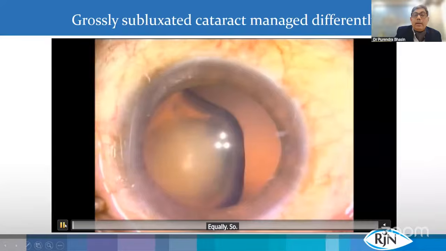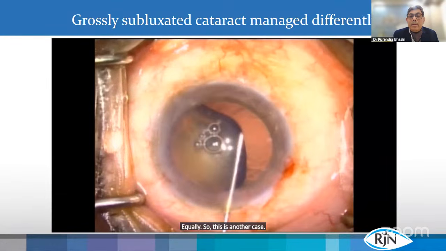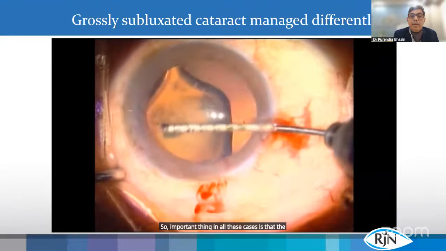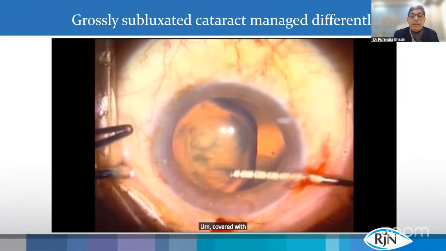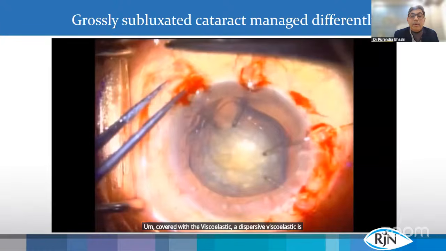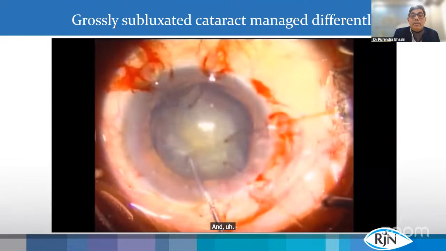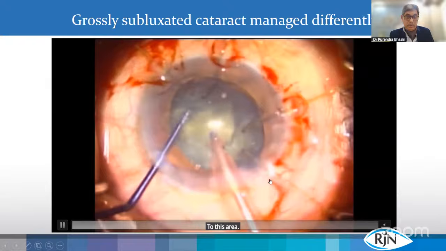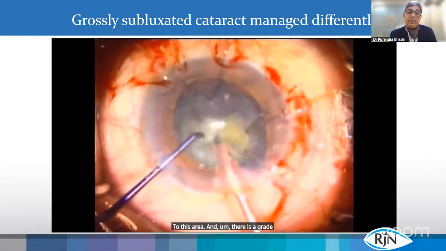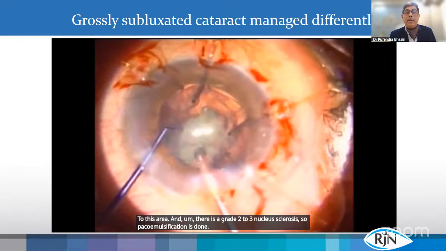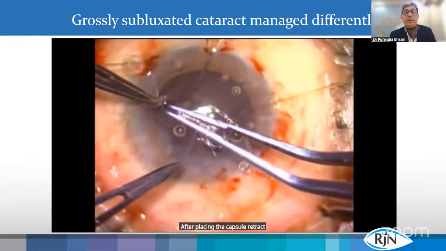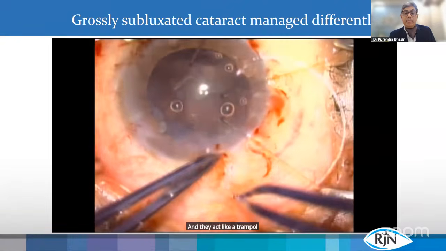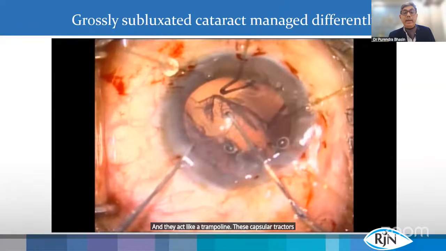So this is another case, post-traumatic. The important thing in all these cases is that the bare vitreous should be covered with the viscoelastic. A dispersive viscoelastic is very, very helpful. Here the lens is grossly subluxated, and there is grade 2 to 3 nuclear sclerosis. So phacoemulsification is done after placing the capsule retractors at the capsulorhexis margin and stabilizing the lens bag. They act like a trampoline, these capsule retractors, and they pull radially like the zonules.